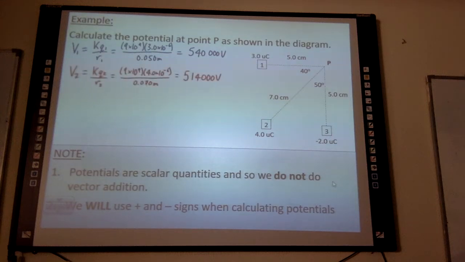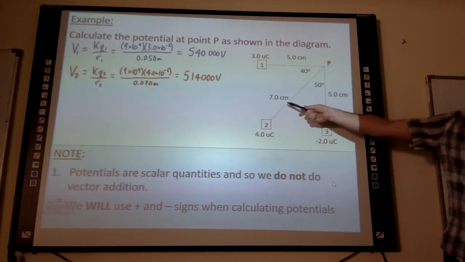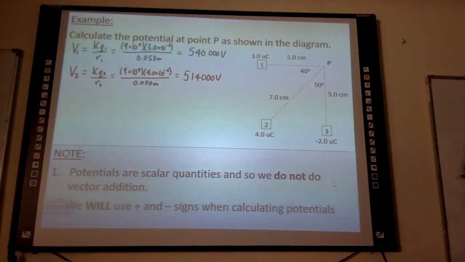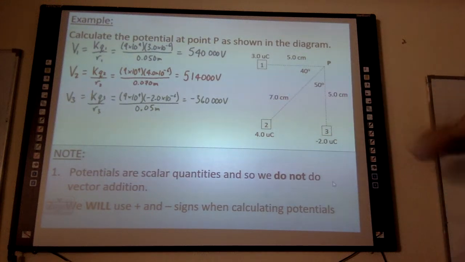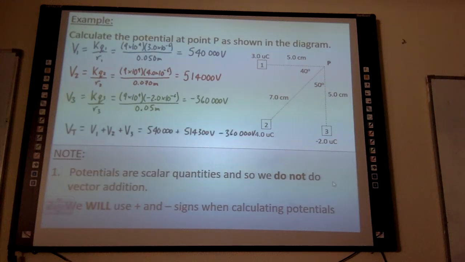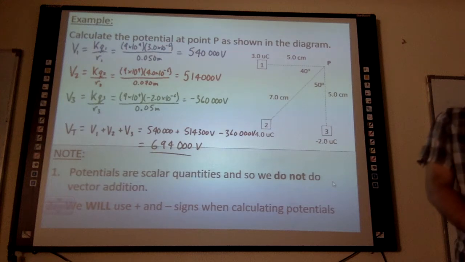Do the same for the second. Again, it doesn't matter that it's at an angle. I just need the distance between them. There are no angles with potential. Because the charges are positive, positive, positive, this one's negative, so therefore I have a negative potential. Again, it's a scalar. There's no direction. To get the total, just add them. Here are all 3 of our potentials. We simply add them all together, and we get 694,000 volts. That's a fair amount of electric potential.